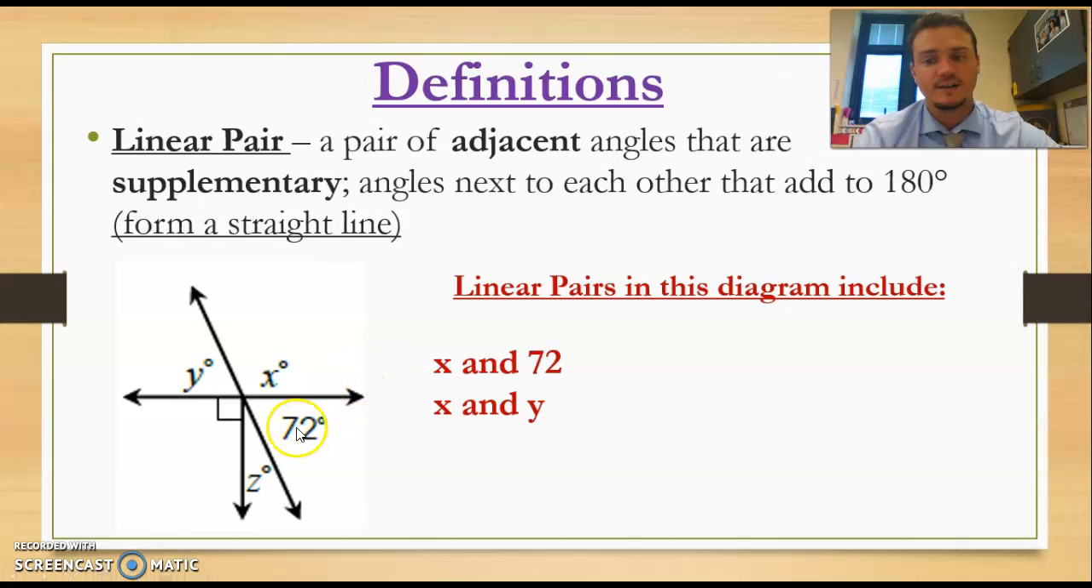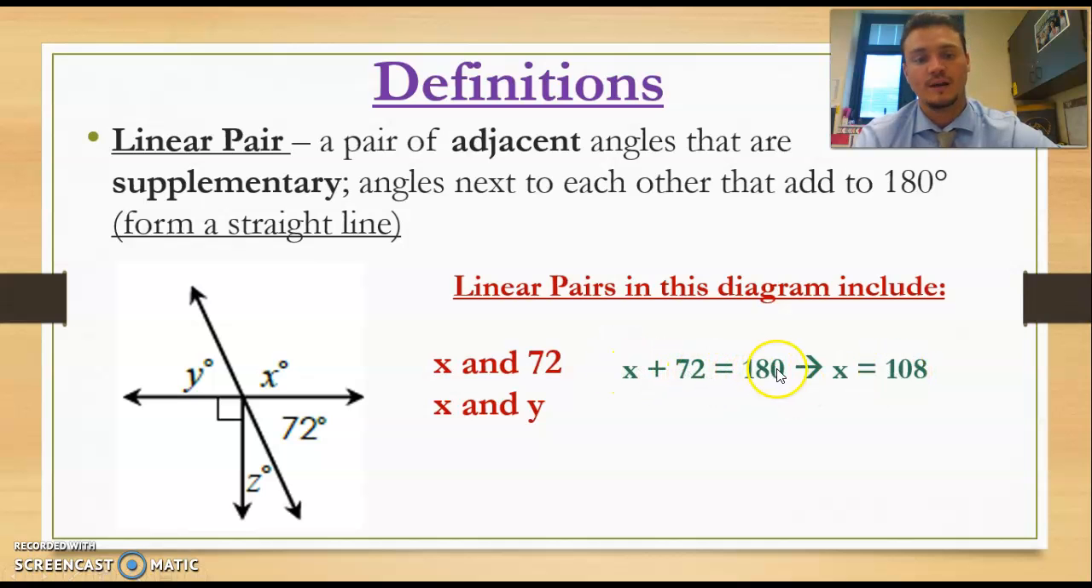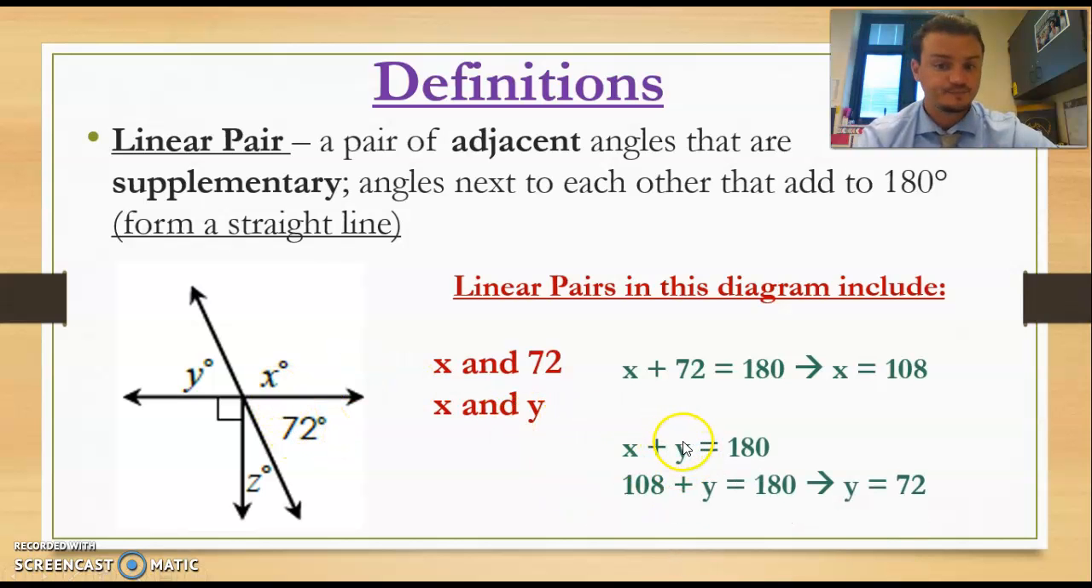So if we know this angle is 72, that means we can know that X should just be 108 because X plus 72 should equal 180. So if X is 108, 108 plus 72 equals 180. Now, if X is 108, we should know that whatever X and Y added together should add up to 180 as well because they form a straight line. So X plus Y also equals 180 degrees. We know that X is 108, so I can substitute that in here. So I have 108 plus Y equals 180. So that means that Y has to be 72.